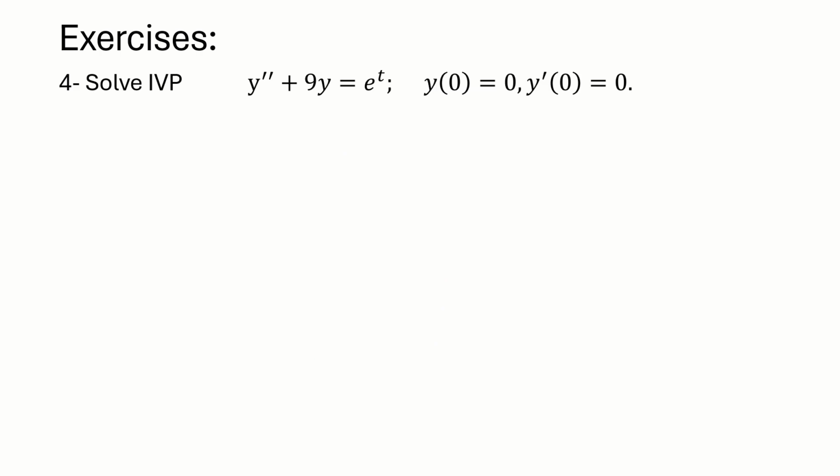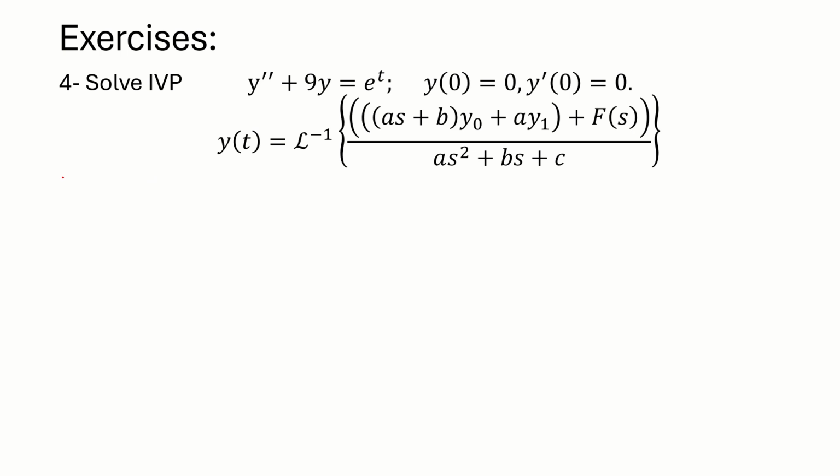Okay, next is y double dash plus 9y is equal to e power t. Again applying, but in this case we are having a non-homogeneous differential equation with homogeneous initial conditions. So applying the formula, again the formula is given as y(t) is equal to Laplace inverse as plus b.